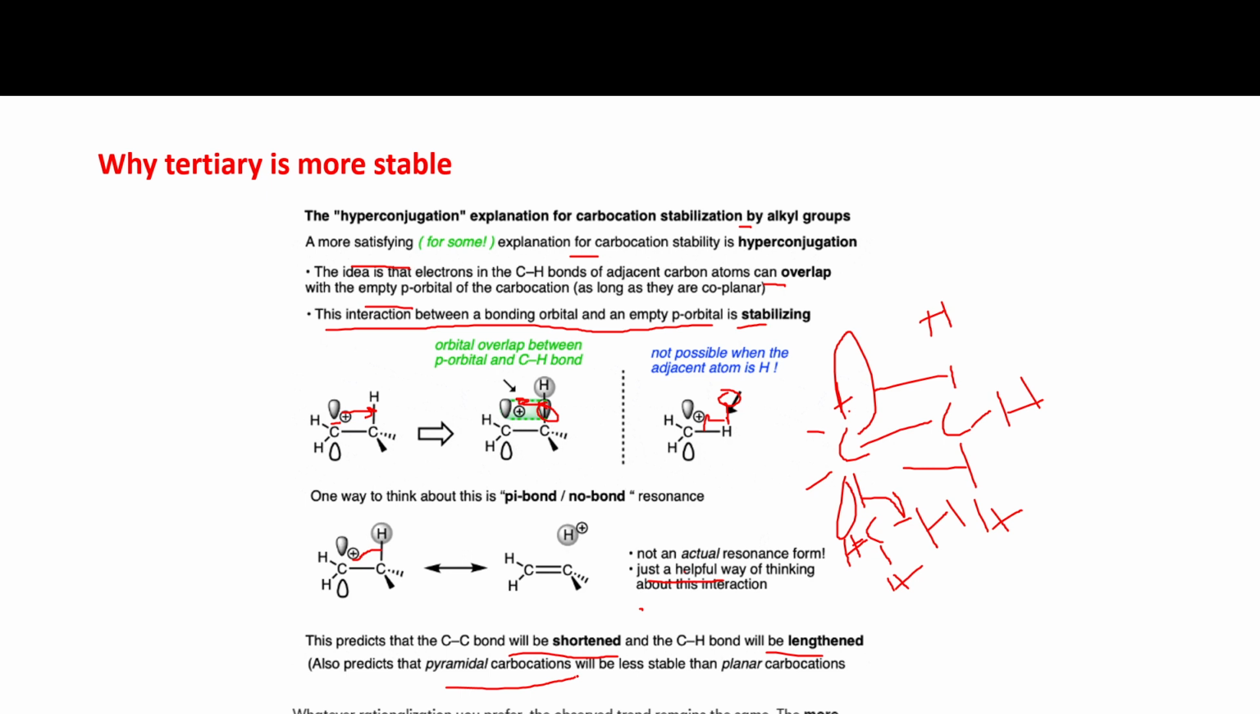So whatever the resonance paper, the observed trend remains the same: the more substituents along the carbocation, the greater the stability.